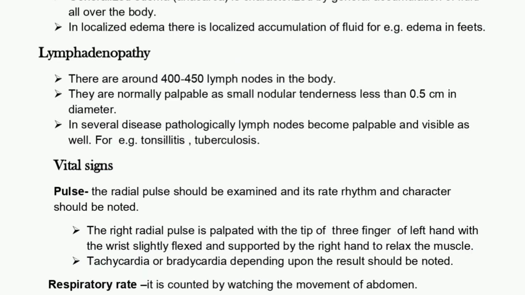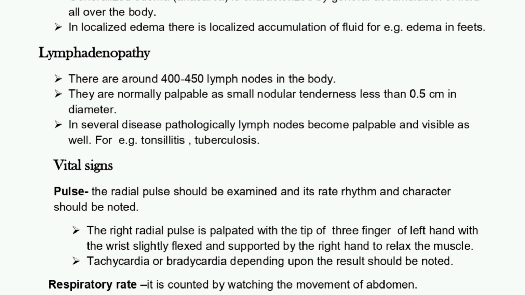Okay. So after edema, there is lymphadenopathy. In lymphadenopathy, there is enlargement of the lymph nodes. There are around 400 to 500 lymph nodes in the body, and they are normally palpable as small nodular tenderness of less than 0.5 centimeter. But if they are enlarged, they indicate a certain disease, and it is termed lymphadenopathy. In several diseases, pathologically, the lymph nodes become palpable and visible as well, for example in tonsillitis and tuberculosis.